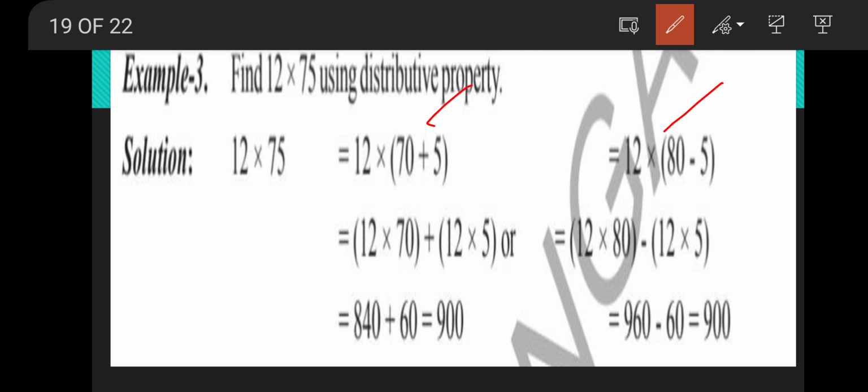12 into 70 plus 5, 17, we can write 70 plus 5 or 80 minus 5. If you did like that, this is called by using the distributive property we did.